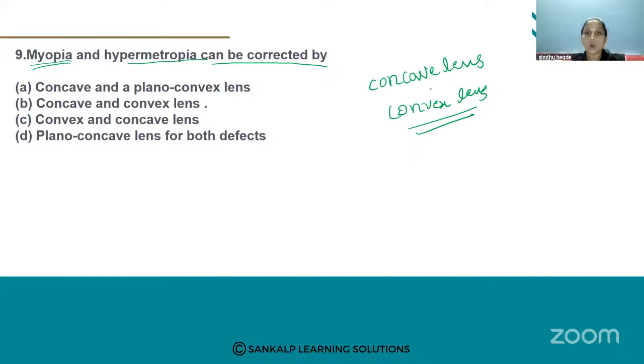So concave and convex lenses are used for correcting myopia and hypermetropia. So option B is correct, that is concave and convex lens.